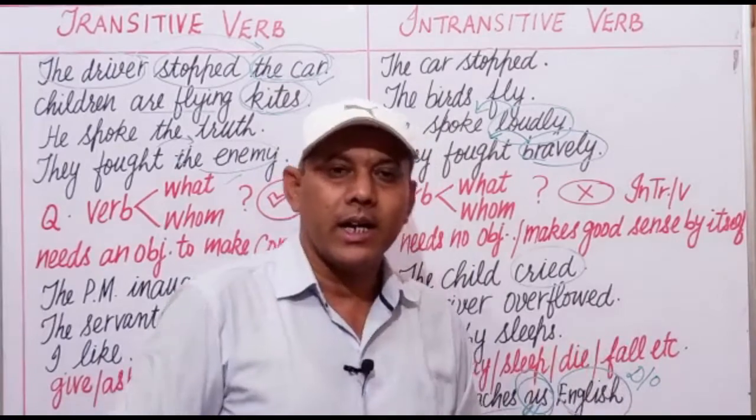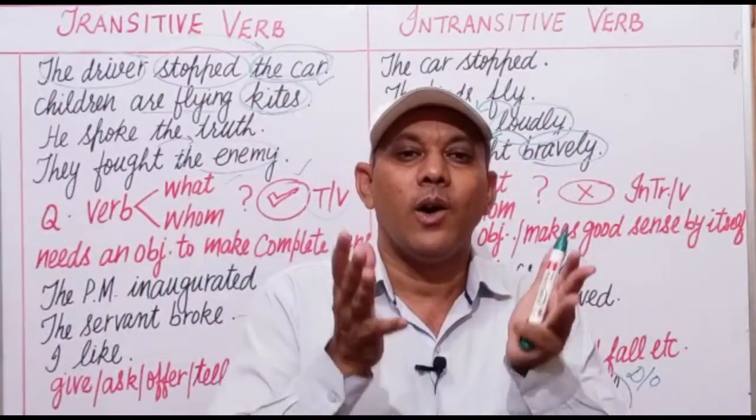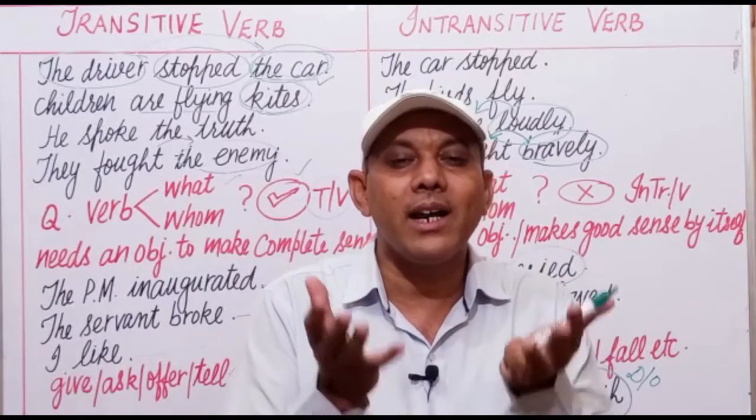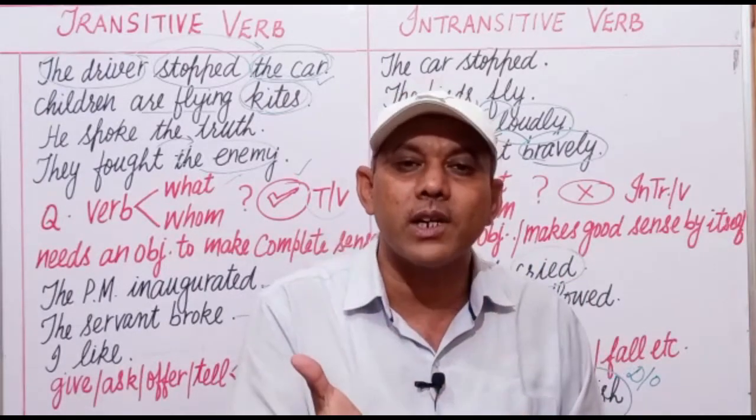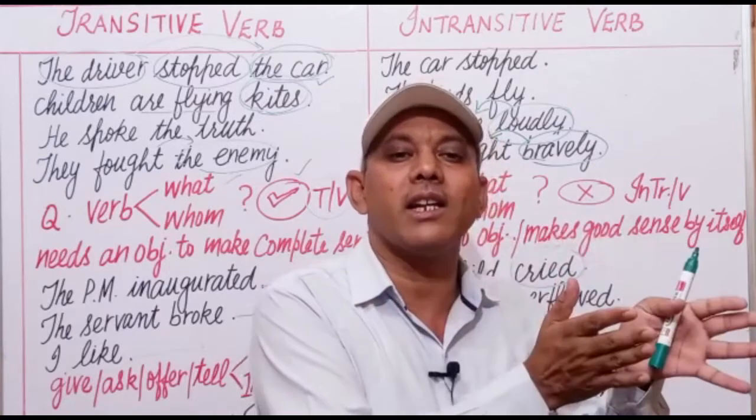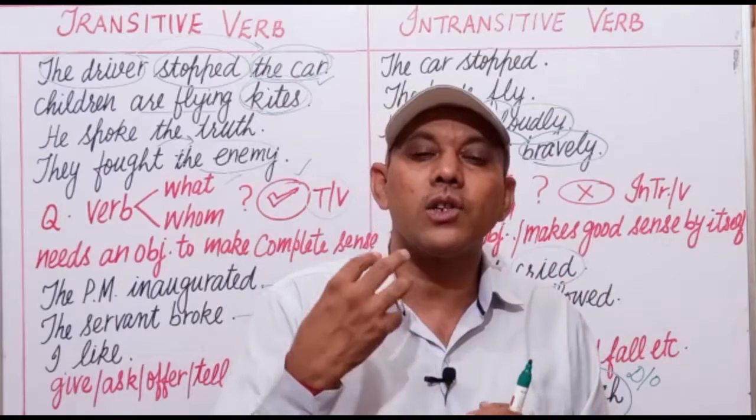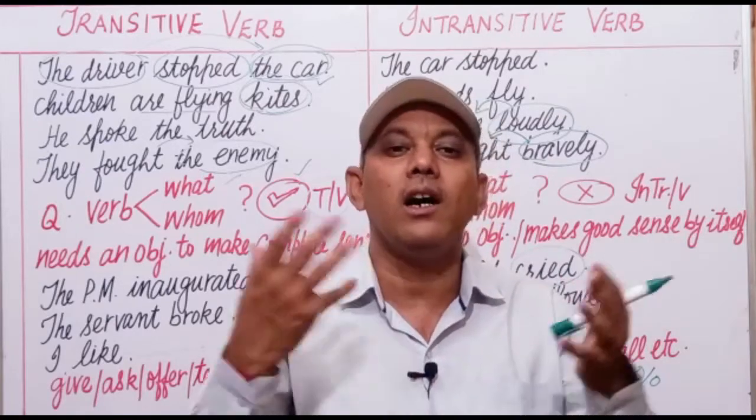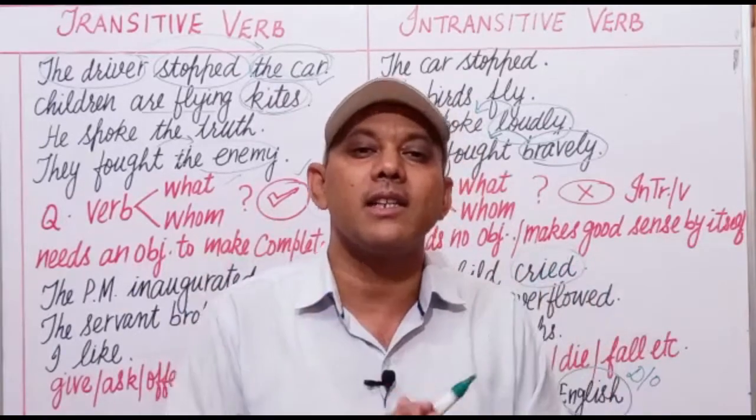For example, he gave me a wristwatch. What did he give? What did he give me? A wristwatch. A wristwatch is the direct object. And to whom did he give the wristwatch? To me. He gave a wristwatch to me, or he gave me a wristwatch. Me is an indirect object in this sentence.